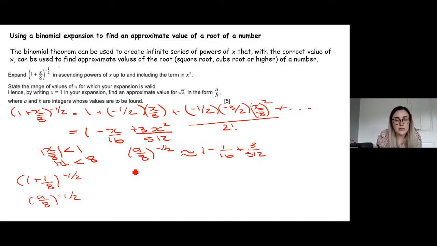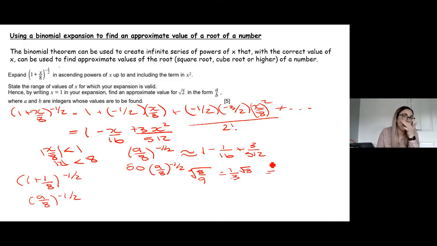We can rearrange this into something nicer. So we're going to have 9 over 8 to the power of minus a half. That is equivalent to, if we take 1 over 9 over 8, it's going to flip. So that's going to become the square root, because of the half, of 8 over 9. So the square root of 9 is going to be 3. And then we've got the square root of 8. The square root of 8, if we split it up, 8 is equal to root 2 times root 4, and the root of 4 is 2, so that's going to be equal to 2 root 2 over 3.